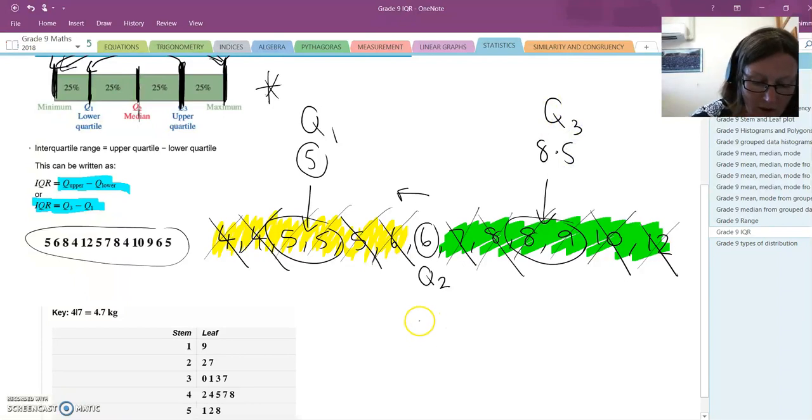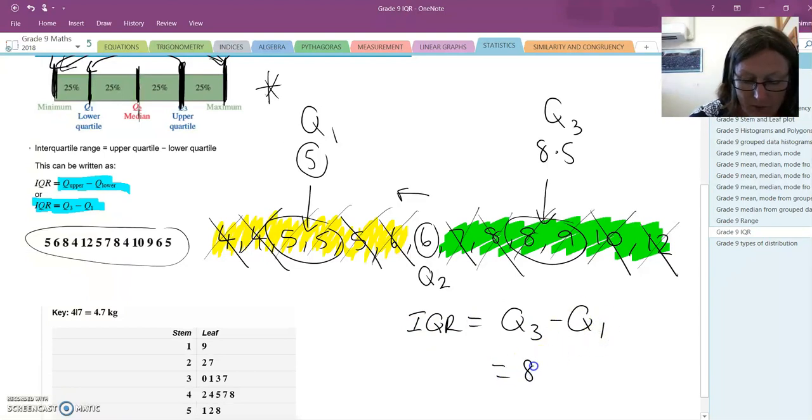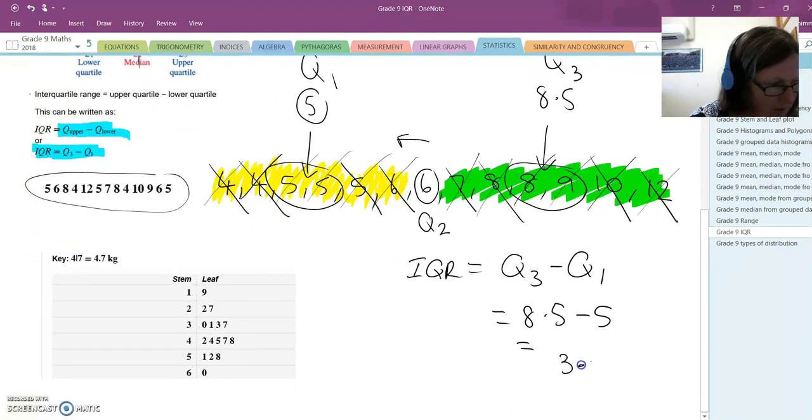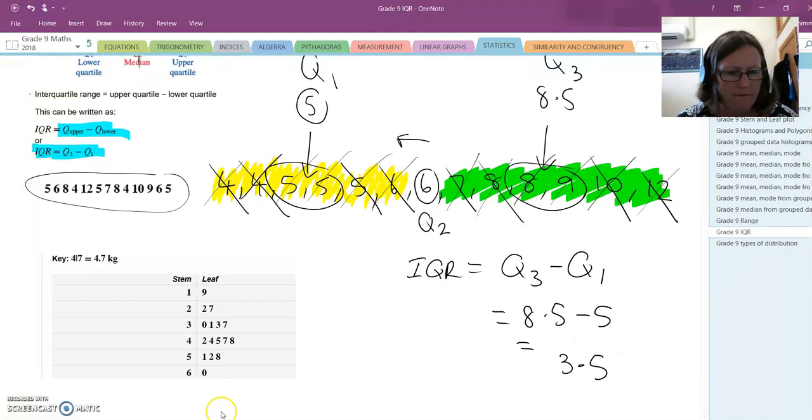To then work out my IQR, I write interquartile range. I get my Q3 and I subtract my Q1. So I get 8.5 and subtract 5. So my IQR is 3.5. Okay, that's interquartile range from that.